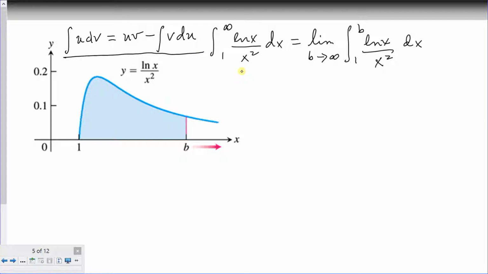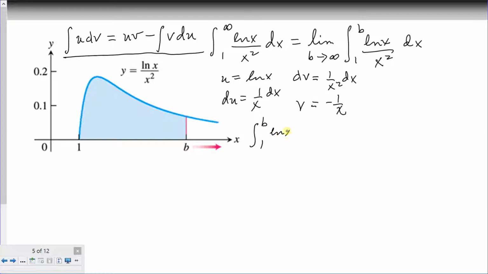So let's pick u equal ln of x, and du, of course, would be 1 over x dx. And if we pick dv equal to 1 over x squared dx, then its antiderivative would be v equal minus 1 over x.